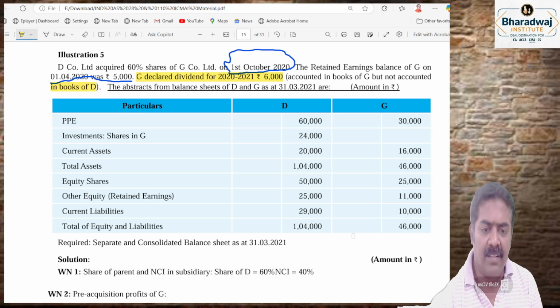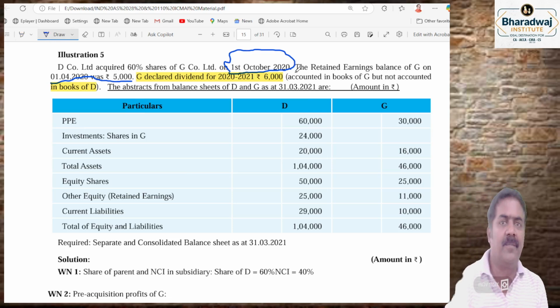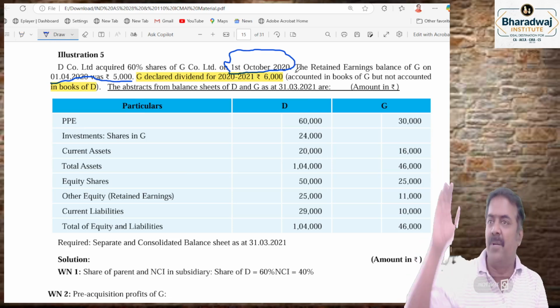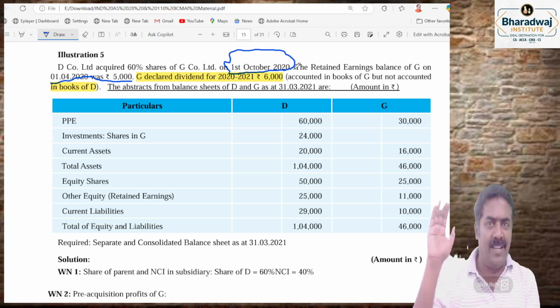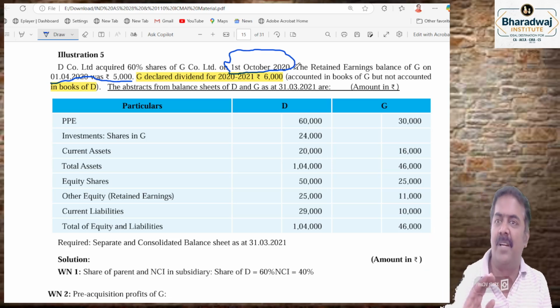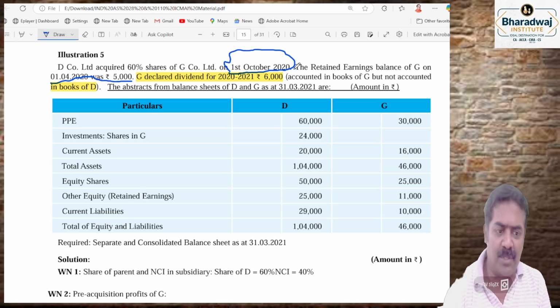Wait, pardon. They declared dividend for the current year. We acquired shares in the middle of the year. April to March accounting year. They declared dividend for the year. We acquired shares on 1st October. So the dividend, 6 months, they have given for 1 year. The 6 months will become what? Pre-acquisition period. The remaining 6 months will become what? Post-acquisition period dividend.